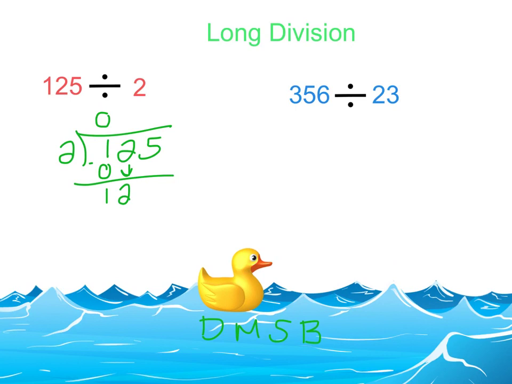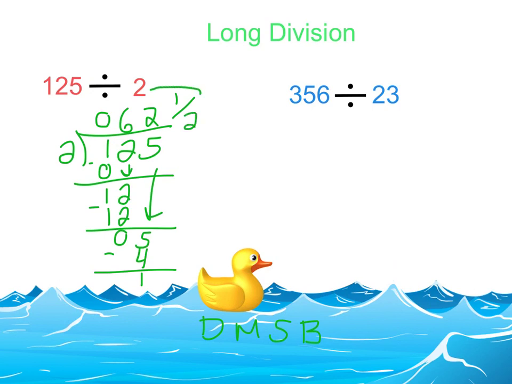12 divided by 2 is 6. 6 times 2 is exactly 12. Then we subtract, bring down the 5. 5 divided by 2 is 2. 2 times 2 is 4. Subtract, and we have a remainder of 1. Right now, I'm going to write this as a fraction, the remainder of 1, and we are dividing by 2. So it's 62 and a half.